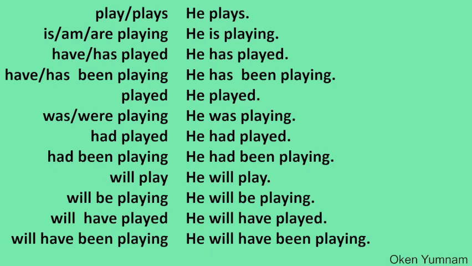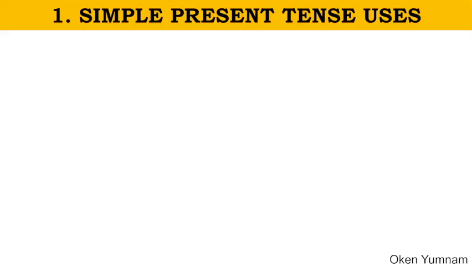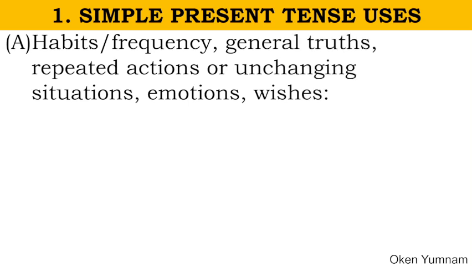Now let's come to the first, that is simple present tense. Now that we know the structure, let's see when and how we use this simple present tense. Simple present tense, first of all, we use it for habits of frequency, as well as for general truths and repeated actions, and sometimes for unchanging situations, emotions, and wishes, etc.